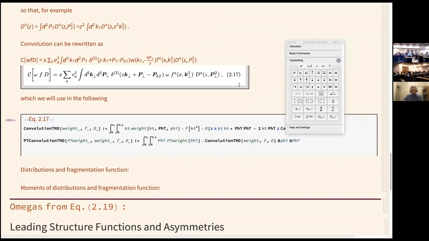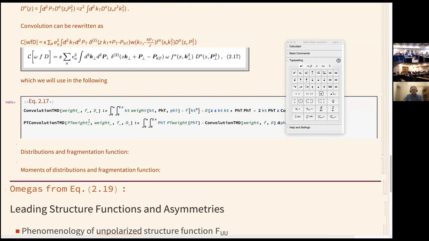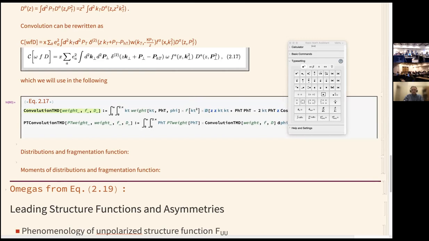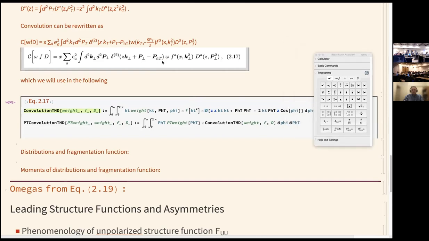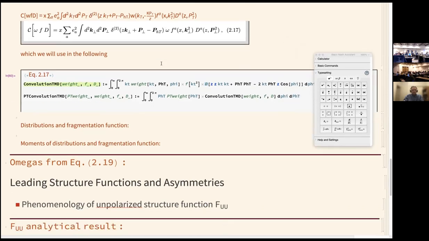Then I plot this. You can find it in the TMD handbook, but also in this paper. So I define the convolution of TMDs with TMD F and fragmentation TMD D, and I can introduce some weight. This omega is the weight.